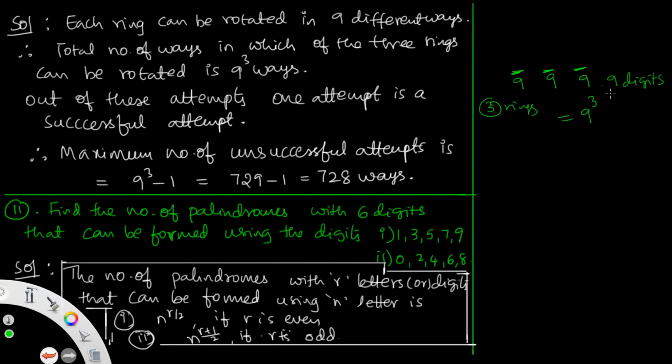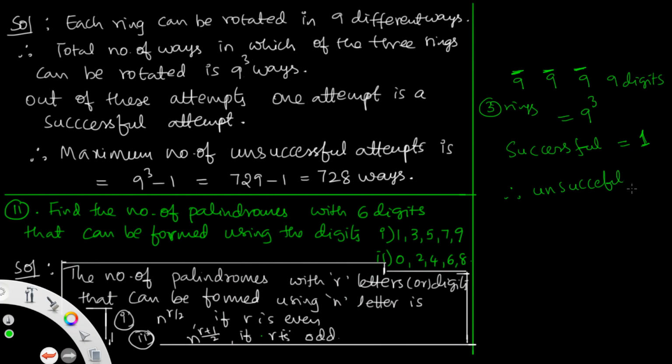So out of these total attempts, how many are successful? The successful attempt is 1. Then it can be opened. That is the successful thing. But the question is asking for unsuccessful.